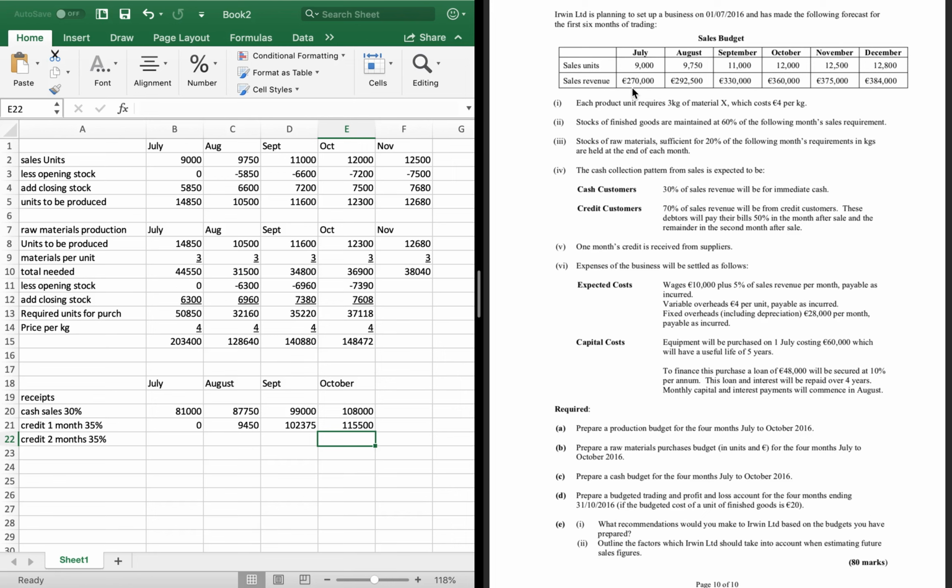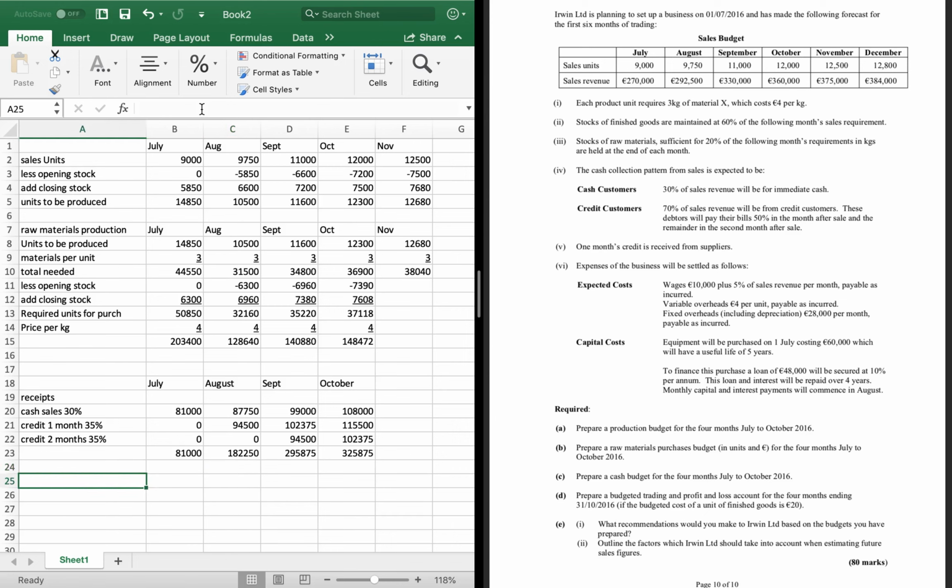Okay, and then we go 2 months across for the 2 months, and it'll be the same numbers, 94500. I've left a 0 out there. So 94500 and 102375. So our total receipts will be the three of those added together. Okay.